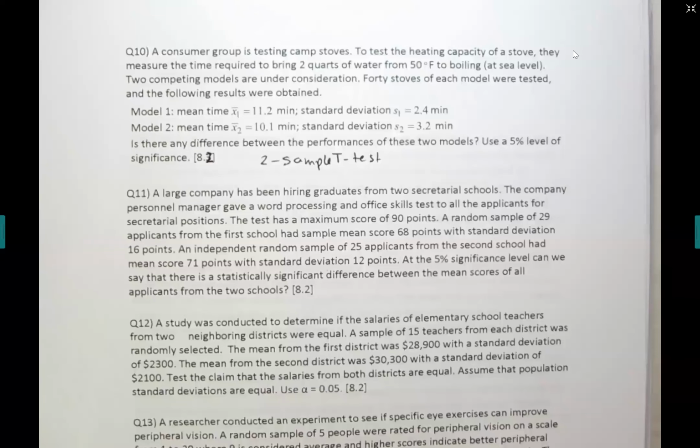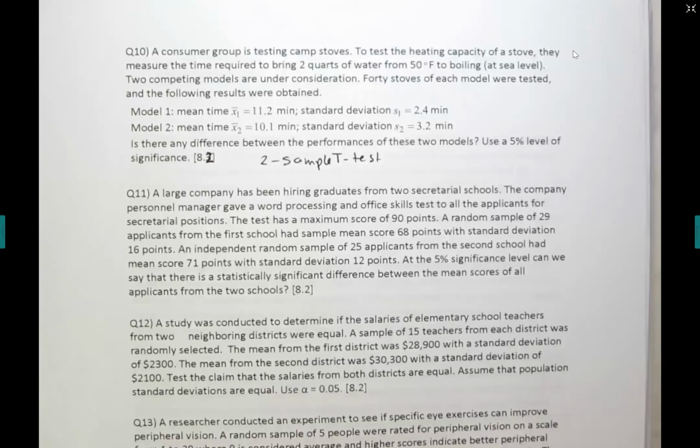Consumer group is testing camp stoves. No, I don't recall we did that. To test the heating capacity of a stove, they measure the time required to bring 2 quarts of water from 50 degrees Fahrenheit to boiling at sea level. 2 competing models are under consideration. 40 stoves of each model were tested. So N1 is 40 and N2 is 40, guys. And the following results were obtained.